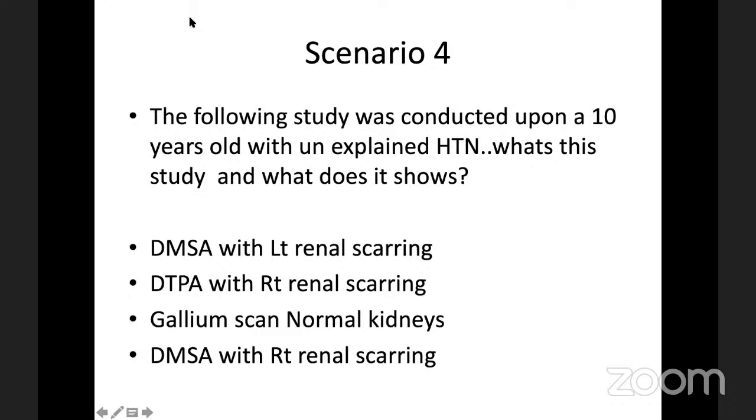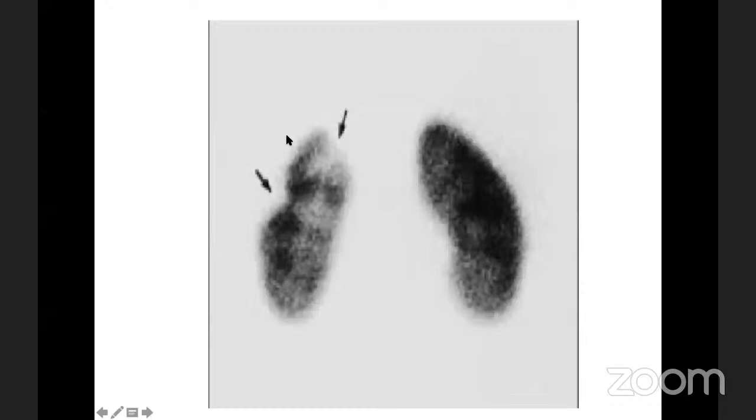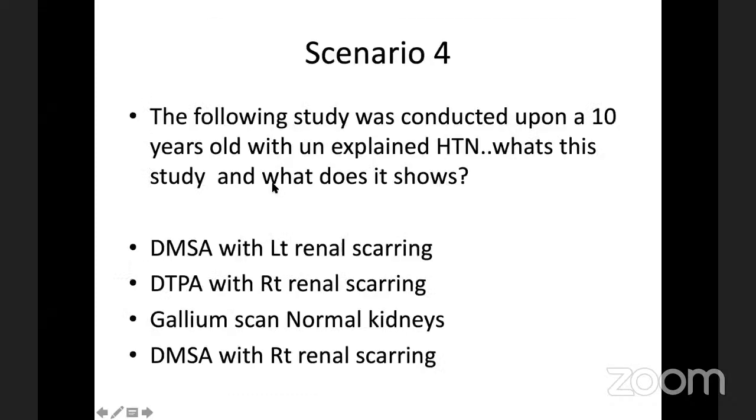In this case, there was a study conducted upon a 10-year-old boy with unexplained hypertension. They are asking what the study is and what it shows. So can you show them the study, please? Yeah. So anyone, any idea? What is this study? We can go back to the options.